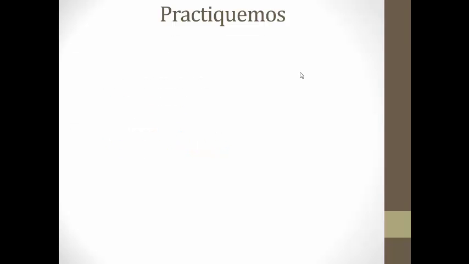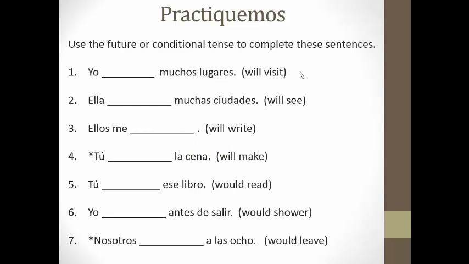Let's practice with the future and the conditional. You'll notice you've got 7 here. The first 4 are future tense. The last 3 are conditional. Do watch out for ones that are starred. That means, hey, look at me, I'm irregular. Also be careful on number 6. The verb to shower is reflexive. The infinitive is ducharse.